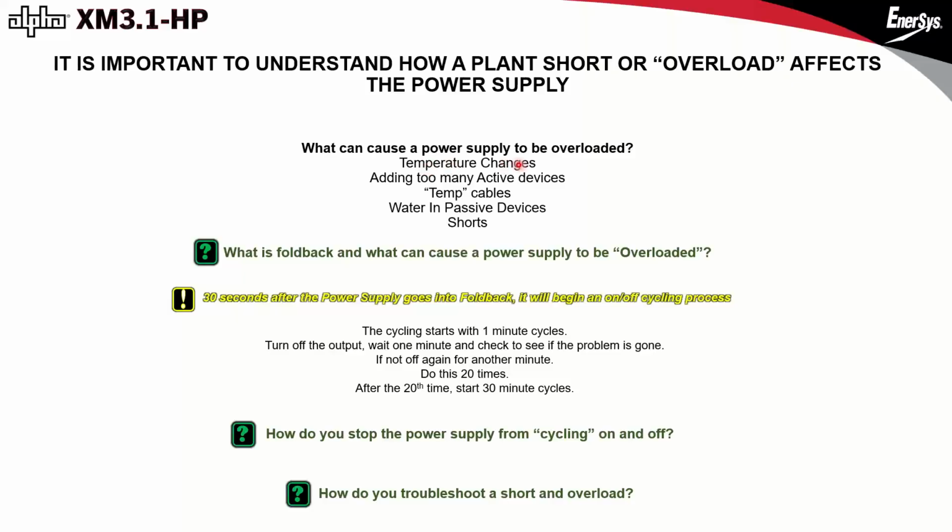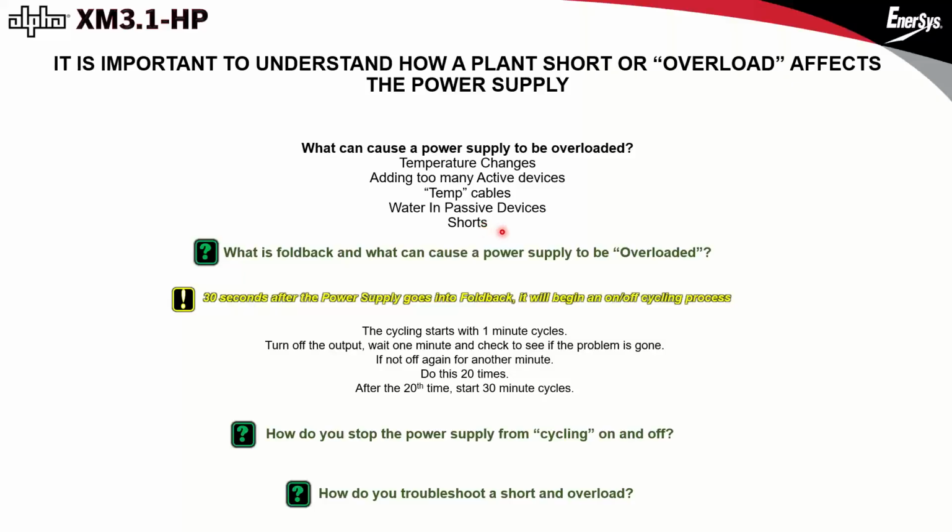Temperature changes. As your plant gets hotter or colder, the current is going to change. Adding too many active devices can overload your power supplies. Temporary cables: if you put in a small cable compared to a large cable, it's going to cause the voltage to drop at a faster rate, which will cause your current to increase. Water and passive devices do the same thing. And then you have shorts.